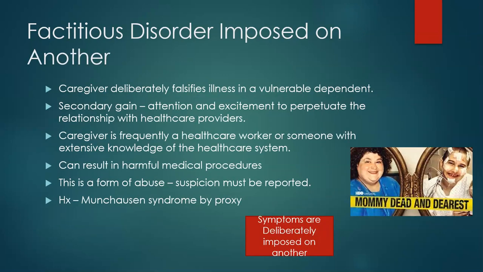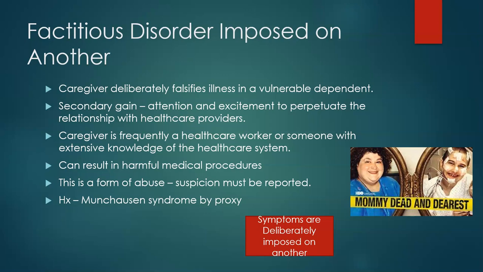So factitious disorder imposed on another, Munchausen's by proxy, right? That's Gypsy Rose, that mommy dearest. And this is when a caregiver is falsifying an illness in someone who's vulnerable. That's secondary gain. Gypsy Rose's mother got like a new house. They got Make-A-Wish trips. They got all sorts of stuff. Sometimes you're getting attention. It knows a lot about the healthcare system.